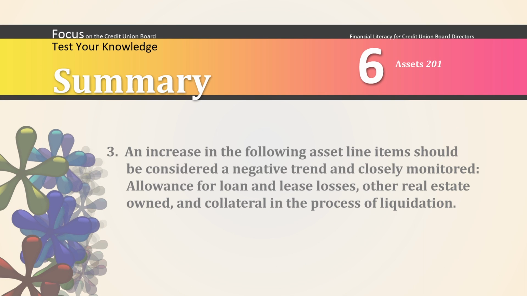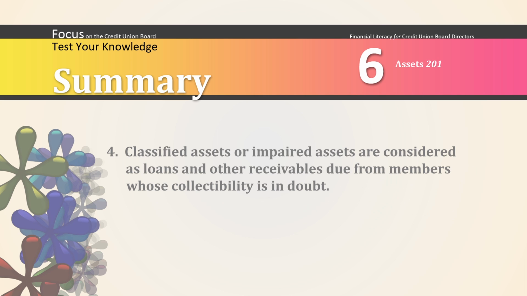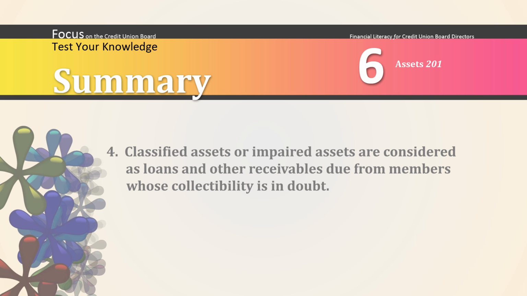An increase in the following asset line items should be considered a negative trend and closely monitored: allowance for loan and lease losses, other real estate owned, and collateral in the process of liquidation. Classified assets or impaired assets are considered as loans and other receivables due from members whose collectibility is in doubt.